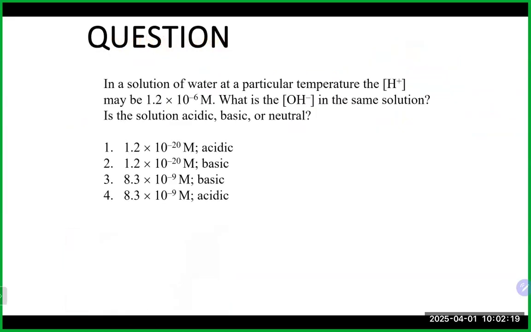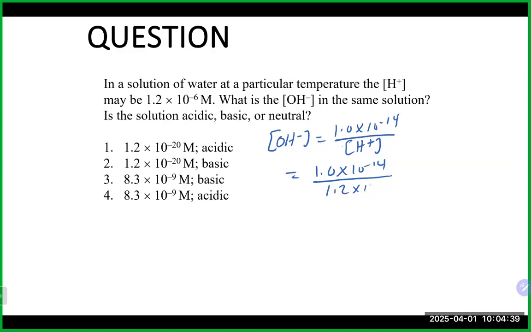All right, let's try this one here. We have H plus concentration 1.2 times 10 to the minus 6. What is the hydroxide, acidic, or base? Okay, so once again here, going to look for the hydroxide concentration, which should equal our 1 times 10 to the minus 14 divided by our H plus concentration here. And put it in there, 1 times 10 to the minus 14 divided by 1.2 times 10 to the minus 6 gets you 8.3 times 10 to the minus 9 molar.